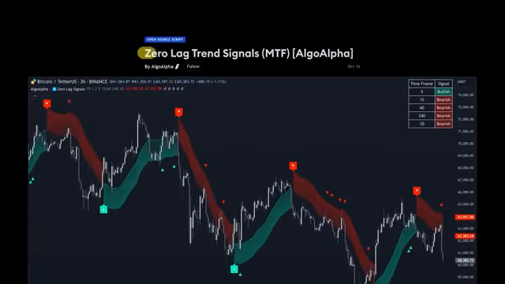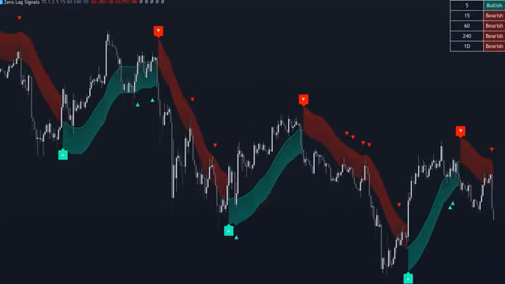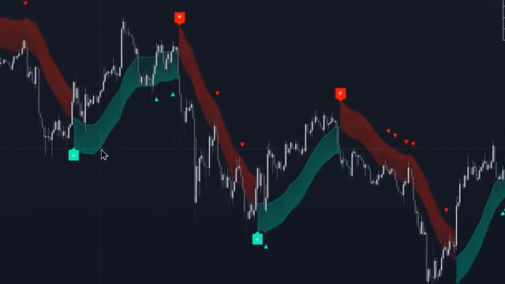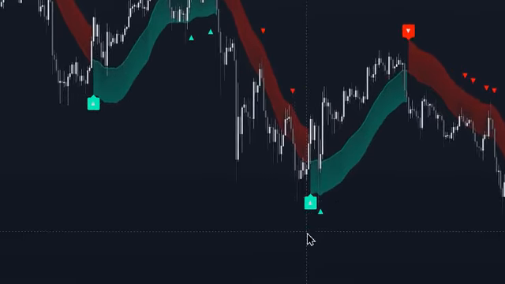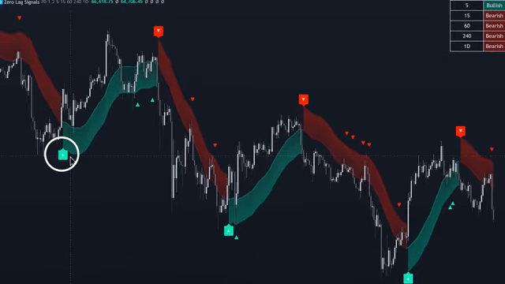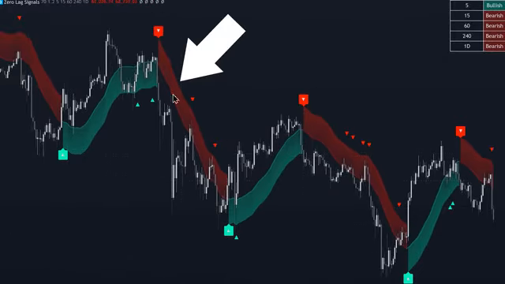So this is the zero lag trend signals indicator by Algo Alpha. Looking at it, you can see it's doing a pretty good job of living up to its name. That is, it's producing zero lag trend signals in the market. As you can see, we have a series of bearish trends followed by a series of bullish trends.